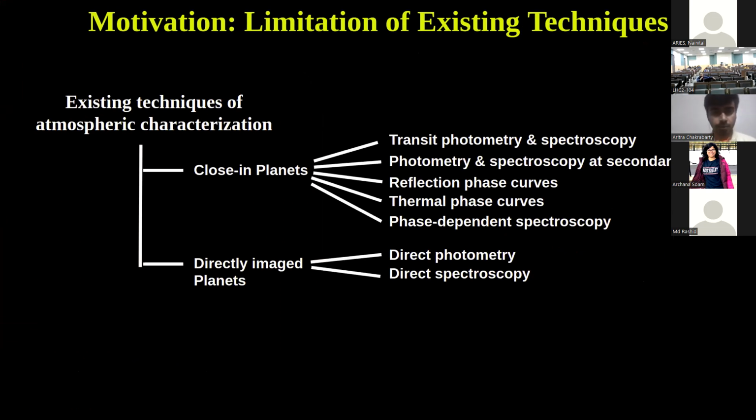So let's see what are the different existing techniques that we have for atmospheric characterization of exoplanets. For the close-in planets, we have techniques like transit photometry and spectroscopy, then secondary eclipse photometry and spectroscopy. Then there are phase curves, that is reflection and thermal emission phase curves in the visible wavelength and in the infrared wavelength respectively. And in future, we'll be having phase-dependent spectroscopy using JWST or HABEX, etc. And then for the directly imaged planets, we have direct photometry, and in future we are aiming at direct spectroscopy of these directly imaged planets.